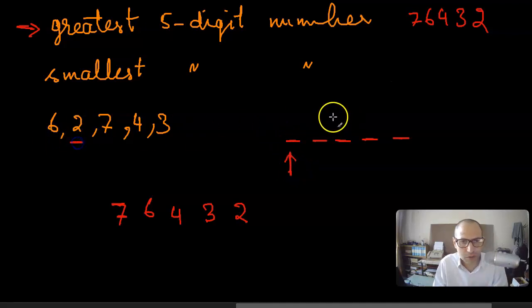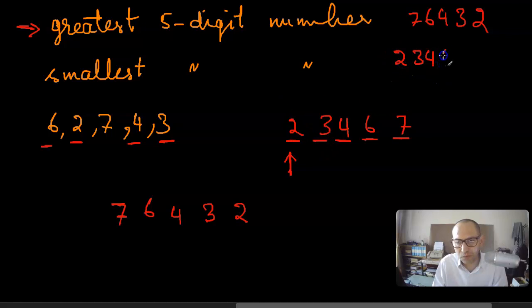So the smallest digit is a 2. Then it's a 3, for example. Then it's a 4. Then it's a 6, for example. And then it's a 7, right? So the number essentially becomes 23,467, right?